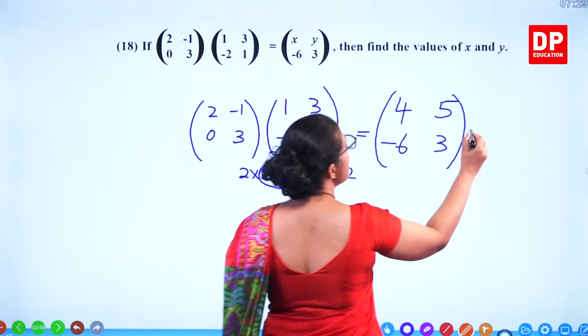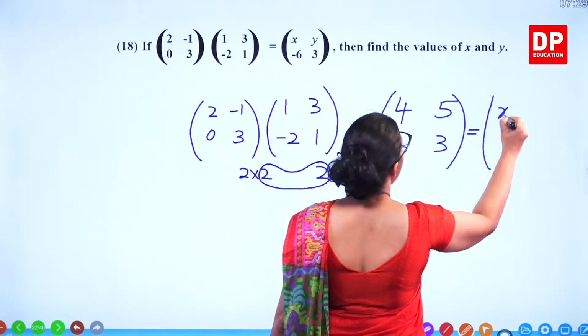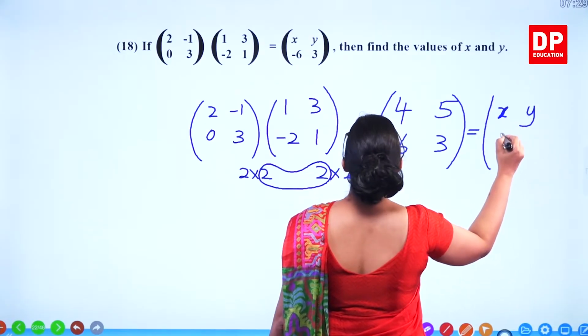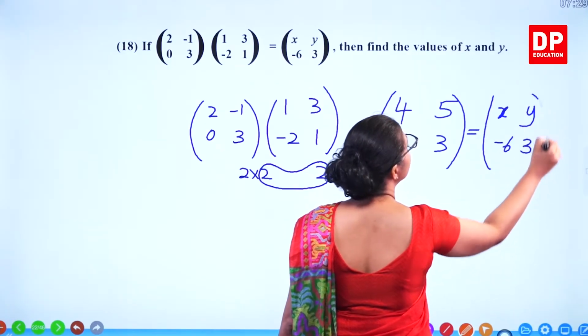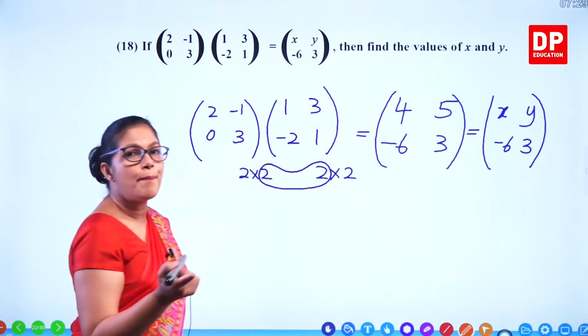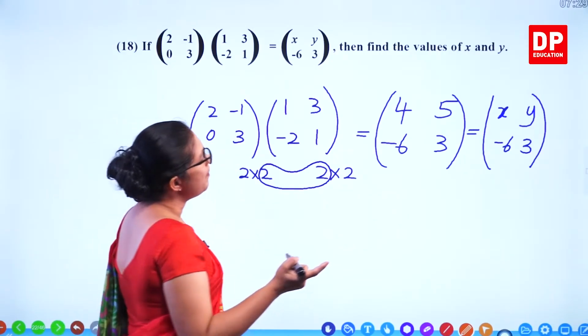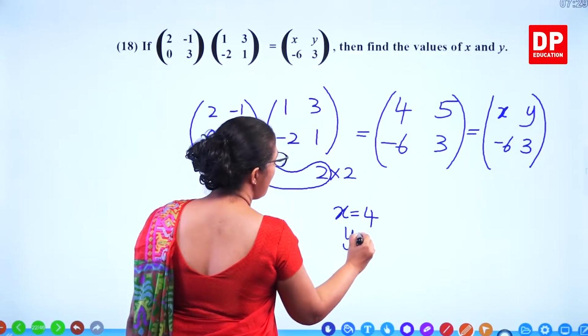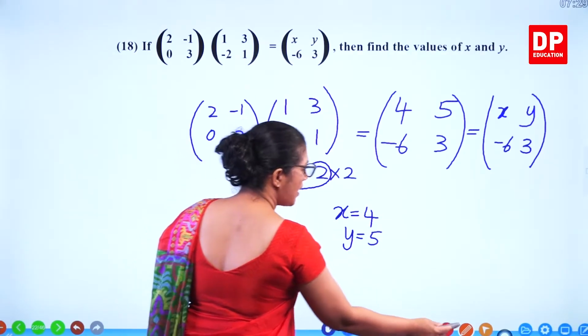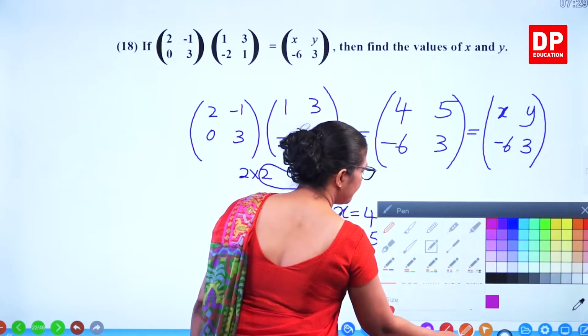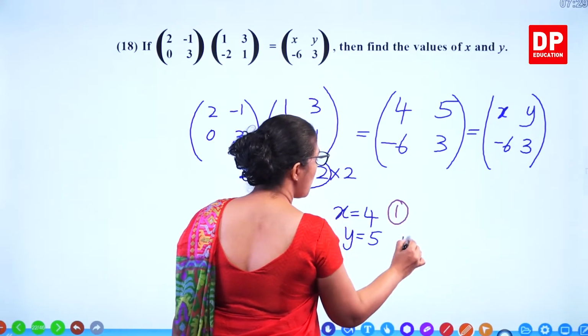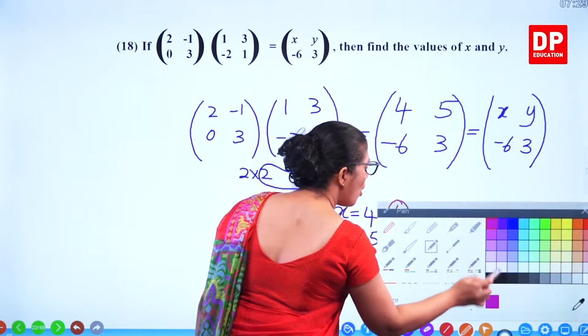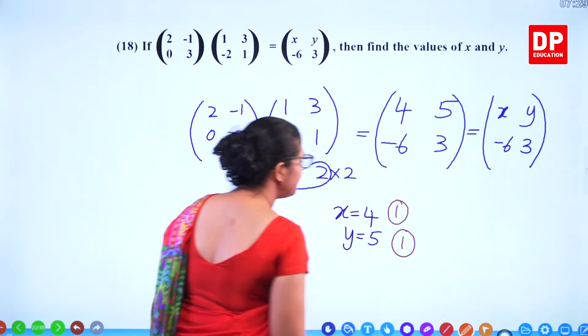So this is equal to x, y minus 6, 3. Now you can compare the elements. X becomes 4 and y becomes 5. So 1 mark for x value, 1 mark for y value.